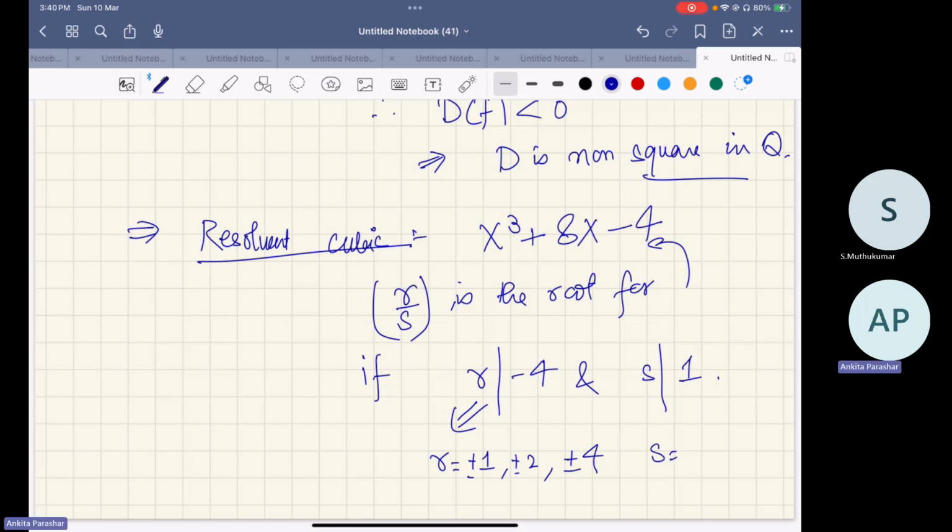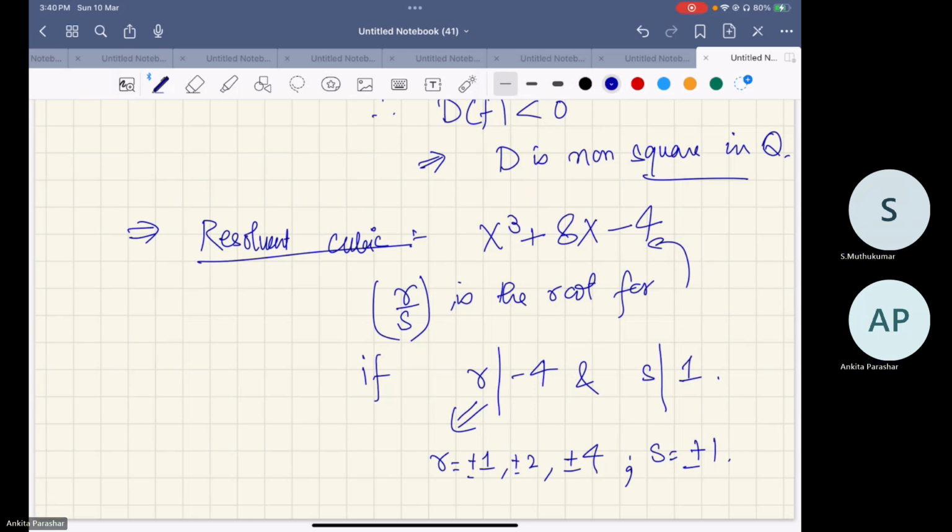No, but I think s is 1, right? Why not minus 1? Okay, so does minus 1 divide 1? I think, yeah. Sorry, minus 1 times 1. Sorry, plus or minus, right. It should be plus or minus 1.